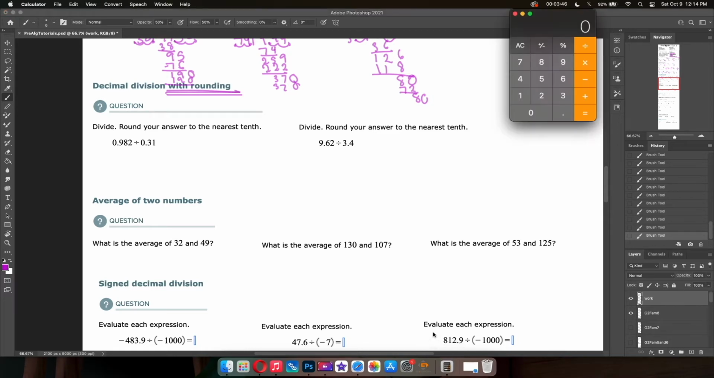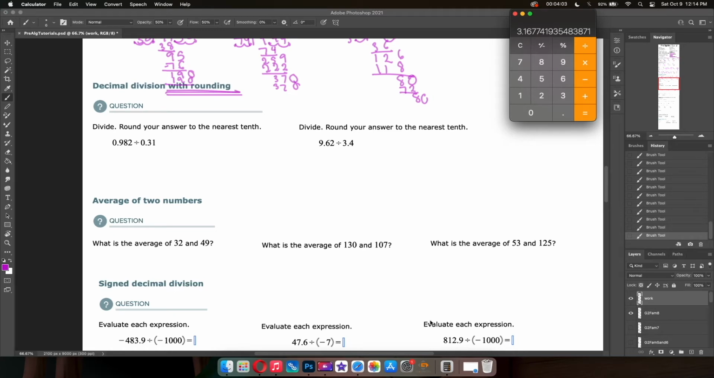Let's see what that actually looks like. So we have 0.982 divided by 0.31. So we know how to do this the long division way. Let's just see what we get. Look at that ugly mess of a decimal.